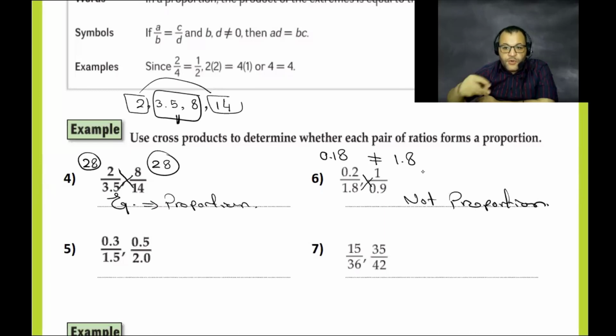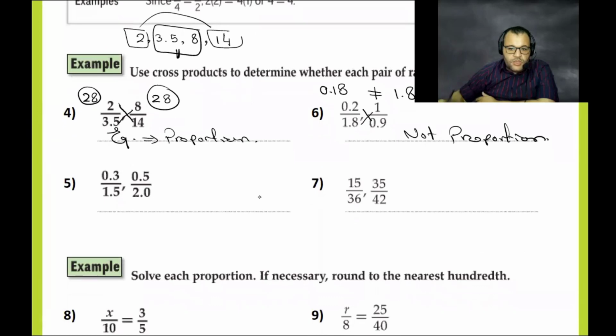That is the meaning of the product of means and the product of extremes. Solve with me this one: 0.3 multiplied by 2 equals? Are these the extremes or the means? These are the extremes.